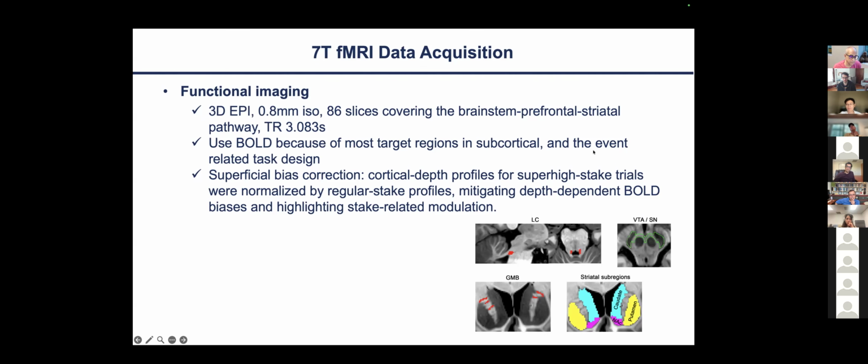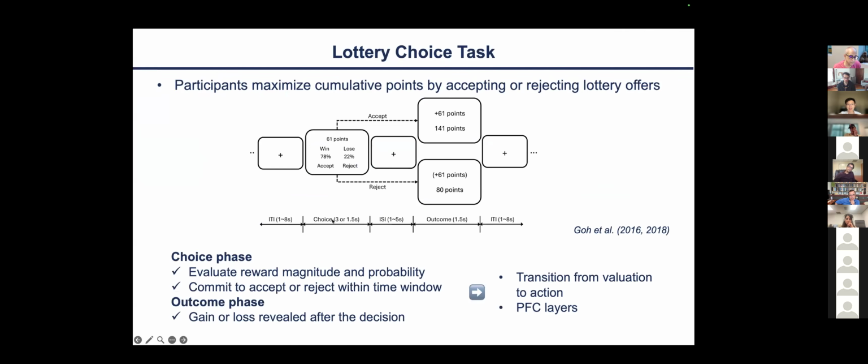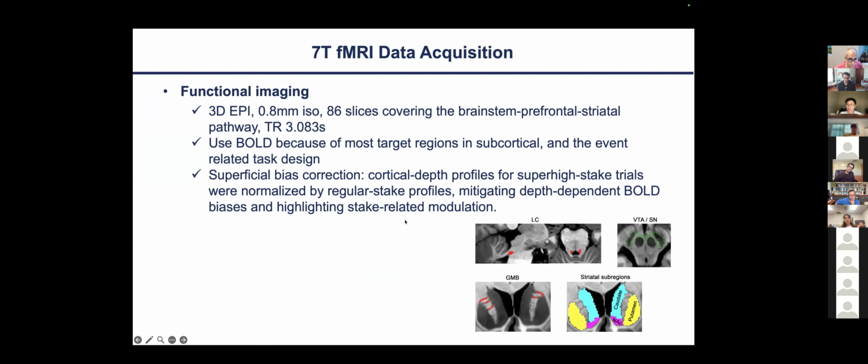Also, this task is an event-related design, because you can see in the task that the time interval is like 3 seconds, 1 to 5 seconds. So we cannot really use a more level-specific or spatially specific contrast, so we are using BOLD here. But BOLD has a superficial bias. So for the layer function, for example in the prefrontal cortex, we normalize the layer profile of the super high stake by the regular stake.